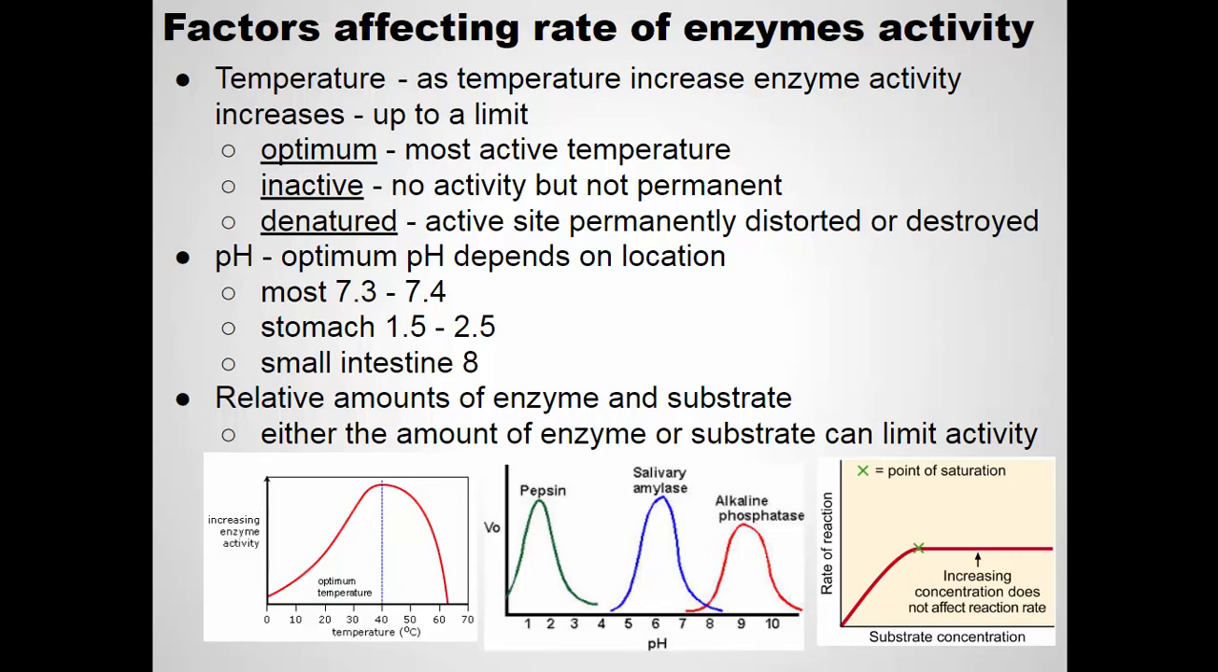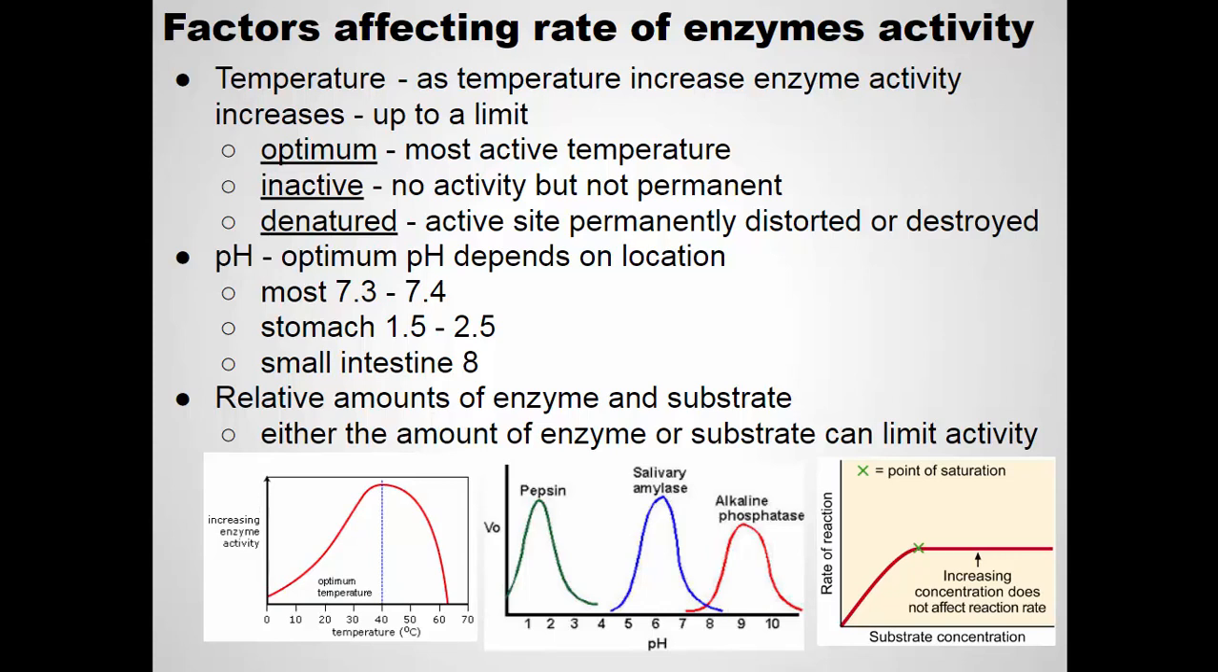Yeah. All right. pH also influences how enzymes work. If you look at this middle graph, here we see pH on the x-axis going from 0 to 12 or whatever. And then on the y-axis, again, we have enzyme activity. And what you'll notice is that these different enzymes, pepsin, salivary amylase, alkaline phosphatase, each of them has a different optimum pH. Like, what is the optimum pH for pepsin?